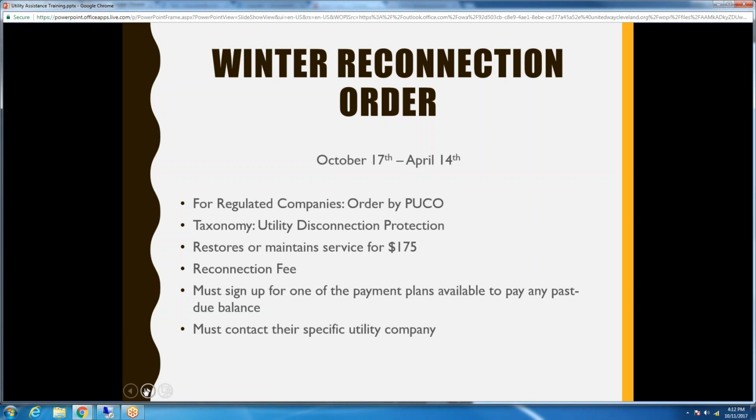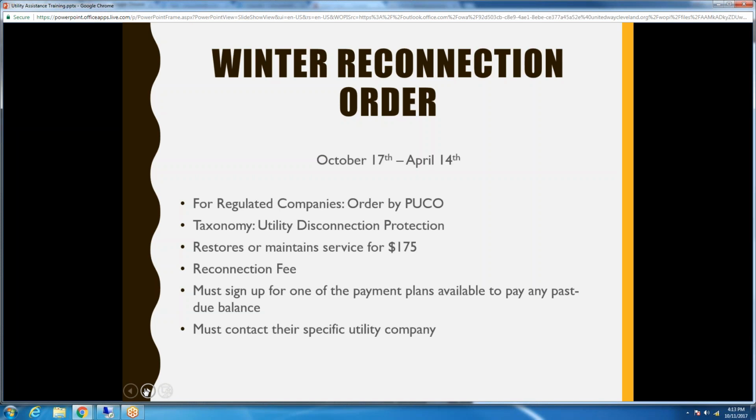However, if they go through a community action agency, the agency uses a software program called Ocean to determine the split. And please don't ask me what Ocean is because I actually don't know. And this program can be found using the utility disconnection protection taxonomy. Any questions about the winter reconnection order?